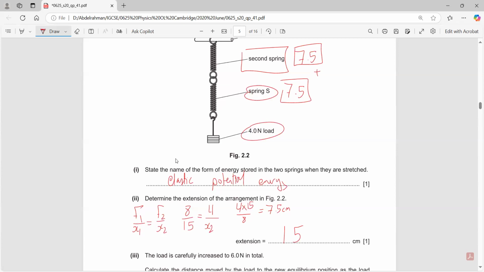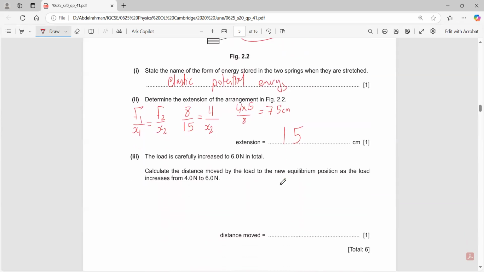7.5 times 2, 15 centimeters. Moving on to the next question. The load is carefully increased to 6 newtons in total. The load is now 6 newtons. Can you find the distance moved to the new equilibrium as it increases from 4 newtons to 6 newtons?